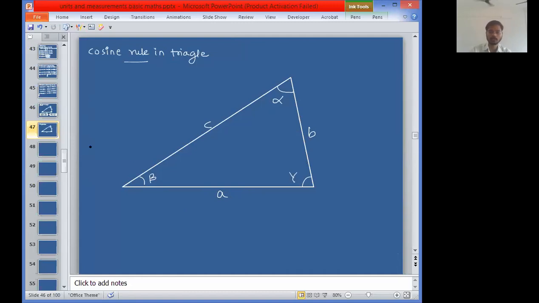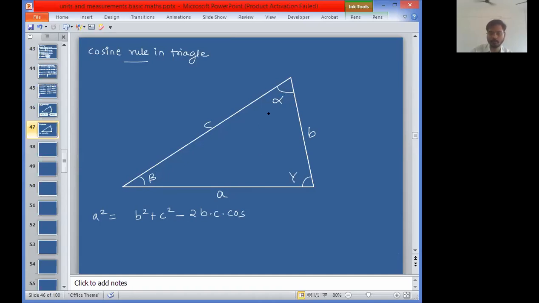Okay, fine. So let us write the cosine rule. Let us write the a square value. A square is equal to b square plus c square minus 2b into c into cos of the angle between them.